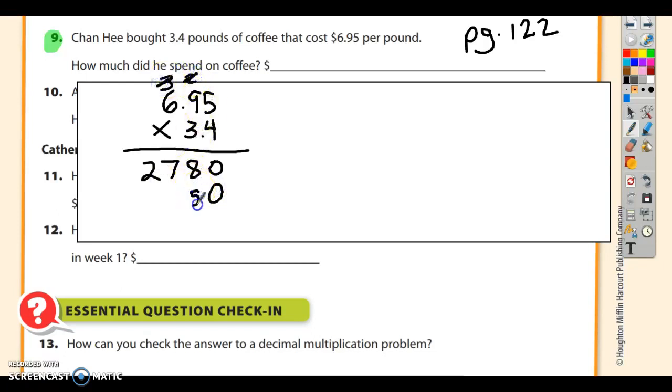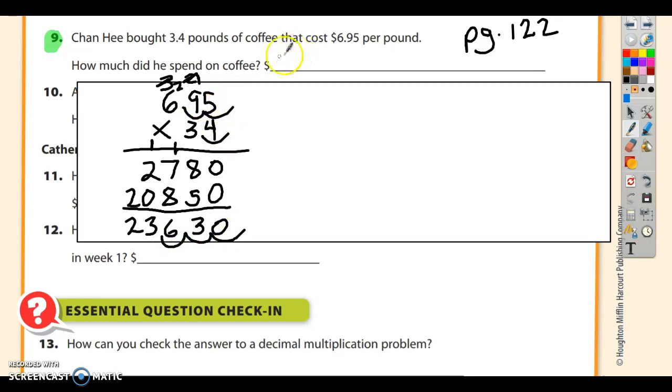3 times 5 is 15. 3 times 9 is 27, plus 1 is 28. 3 times 6 is 18, plus 2 is 20. I get 0, 13, 15, 16, 3, and 2. And then I count over 1, 2, 3 spaces.